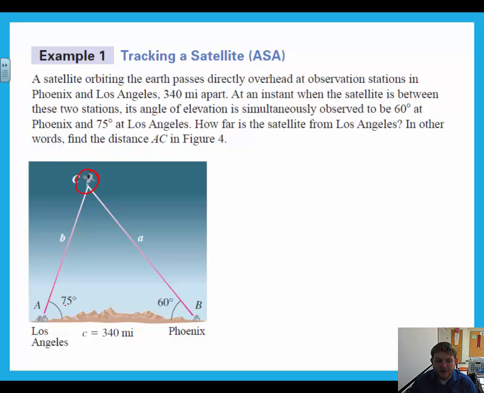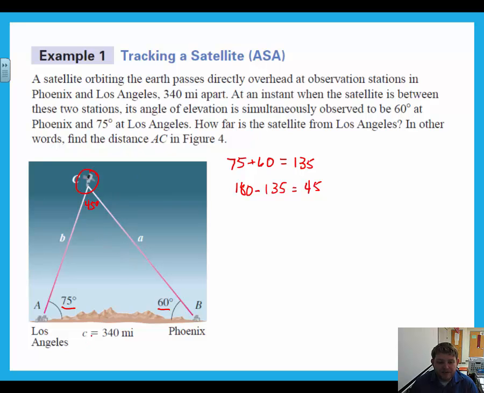but I can find this angle because I know that angle A is 75 and angle B is 60. So 75 plus 60 is equal to 135. And if I take 180 minus 135, I'm going to be left with 45. So this angle up here is actually 45 degrees. So that's going to be the first step here. Sometimes you have to solve for that missing angle.